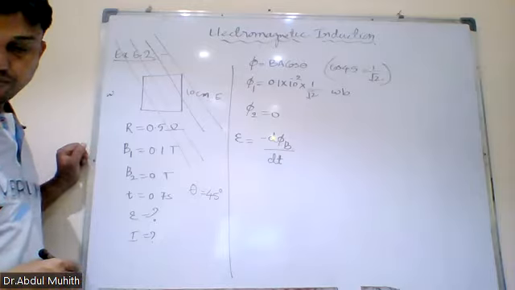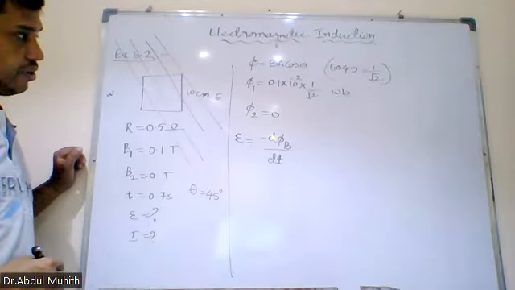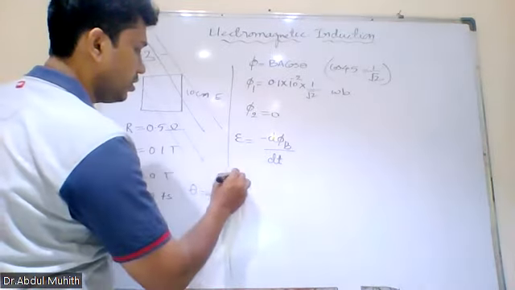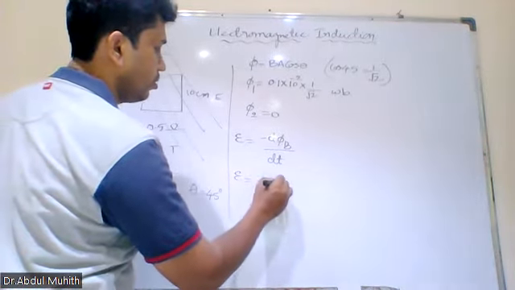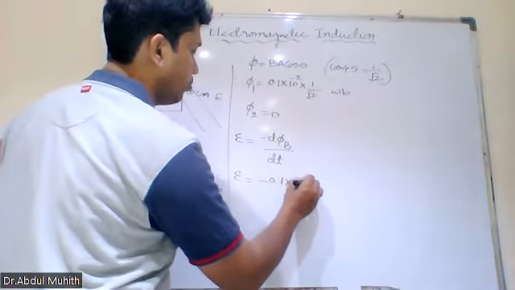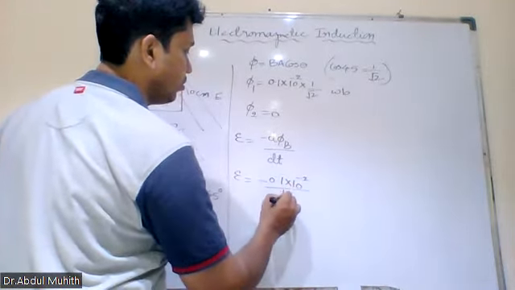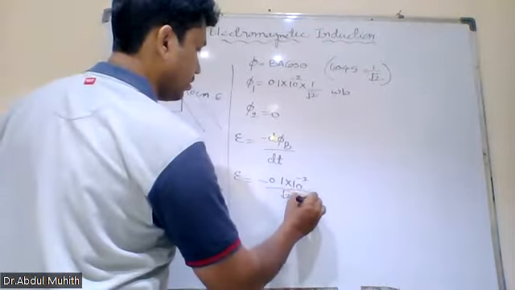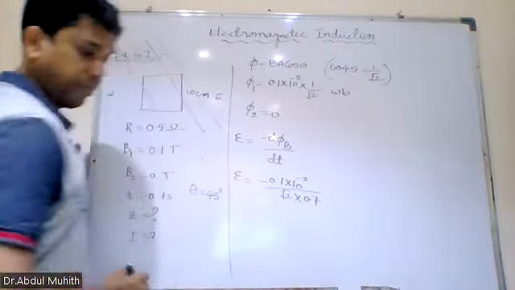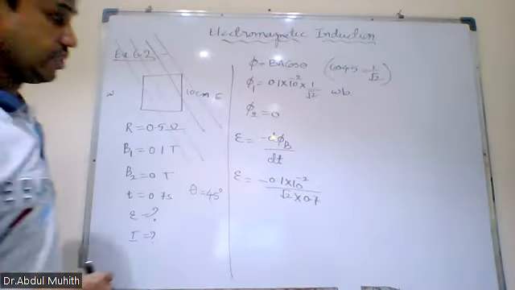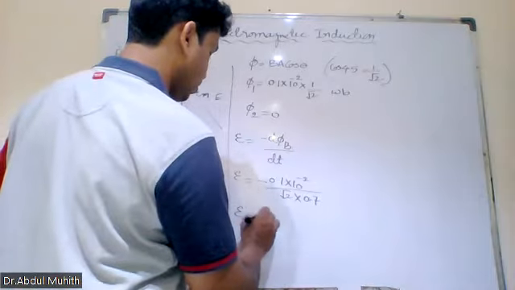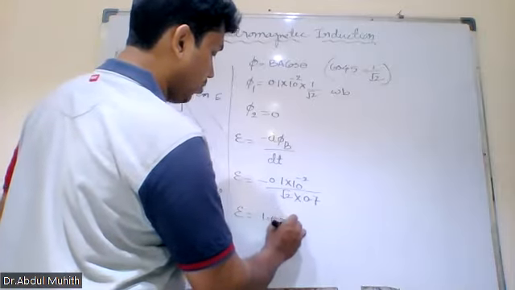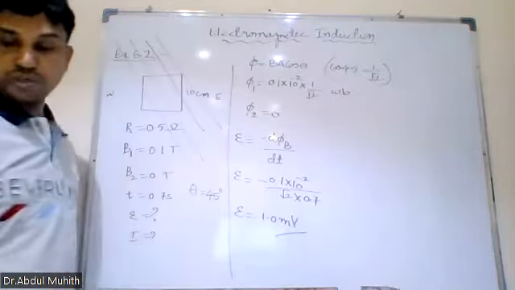So how much will it be now? So we have d phi by dt, change in time. So E is equal to how much? E is equal to minus 0.1 into 10 to the power of minus 2 by dt. Dt is how much? Root 2 into t. What is t? The time period is 0.7 seconds. Which is equal to what? E is equal to 1.0 millivolts.